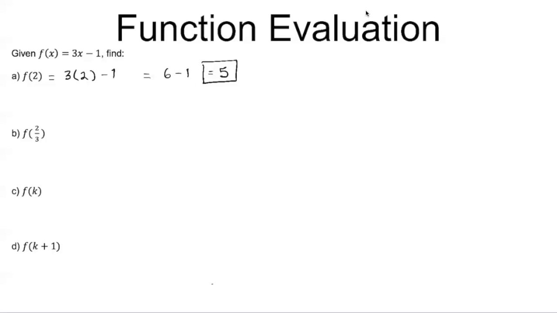So you'll see for our first example, we're given that x equals 2. When I substitute 2, I multiply it times 3. I get 6. I subtract 1, applying the appropriate order of operations, and the result is 5.